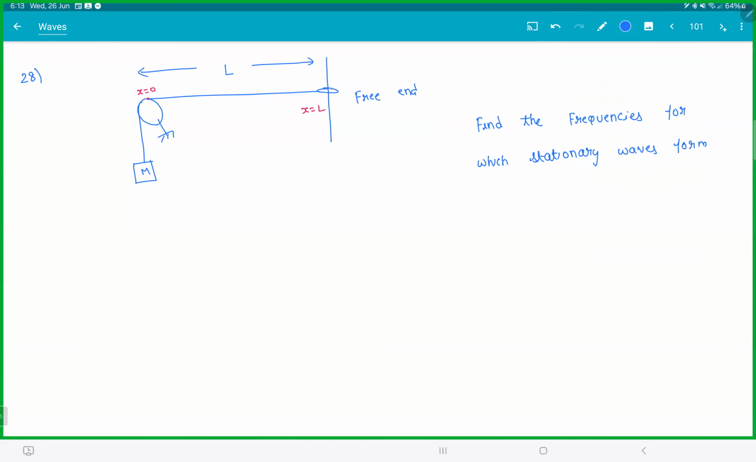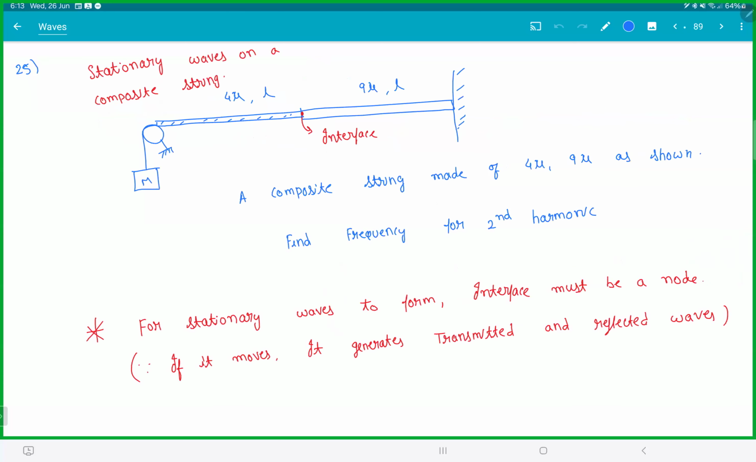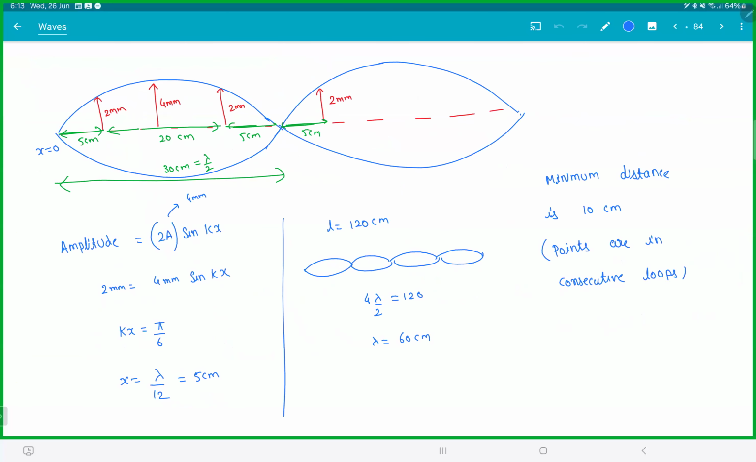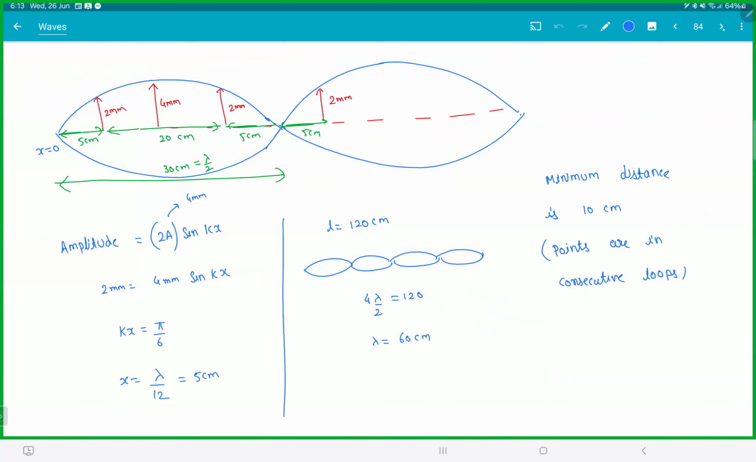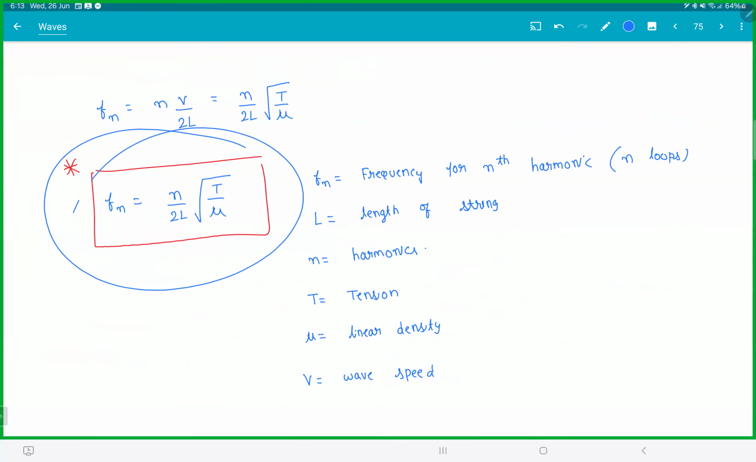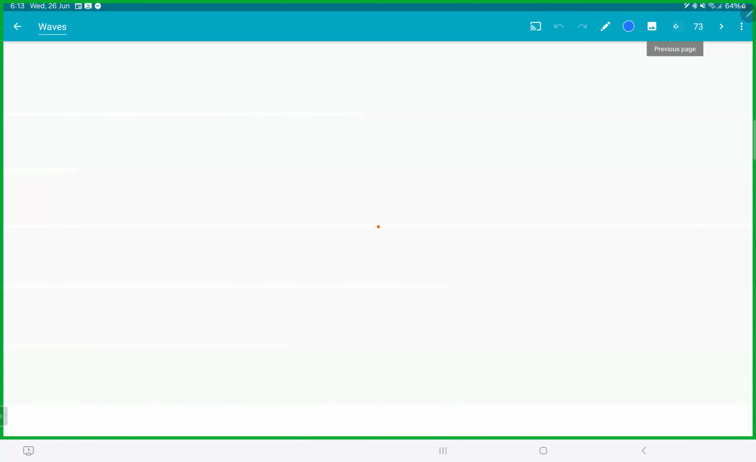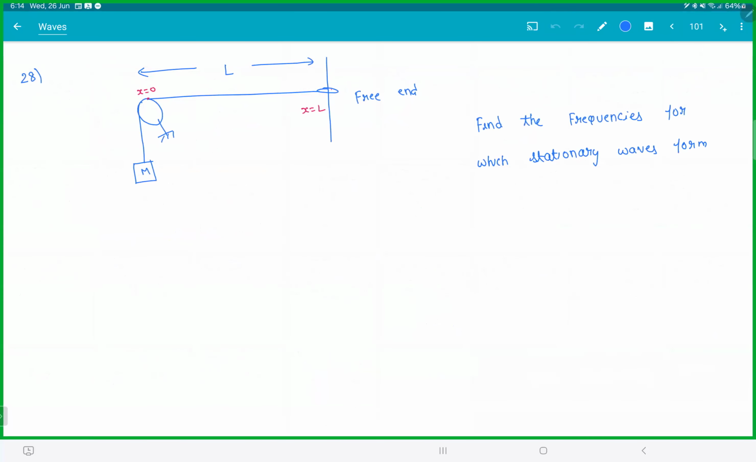Find the frequencies, meaning remember in the sonometer I derived it for this general equation. I want you to find something like this. I want you to find a frequency like this for the nth harmonic. I hope you remember the derivation, how we did first possibility, second possibility, same story. Try, you got 2-3 minutes.